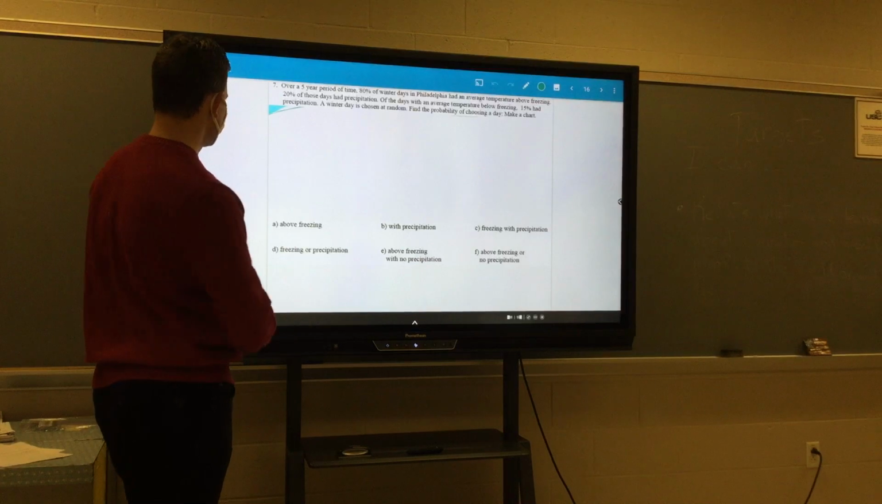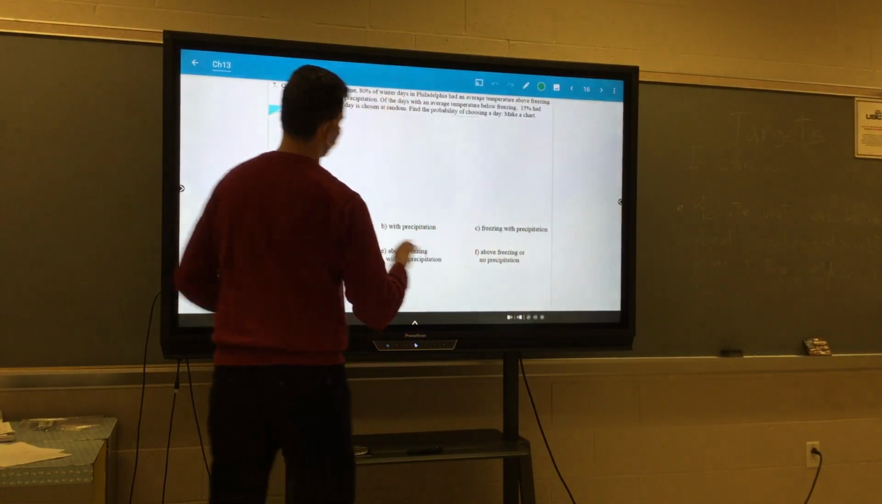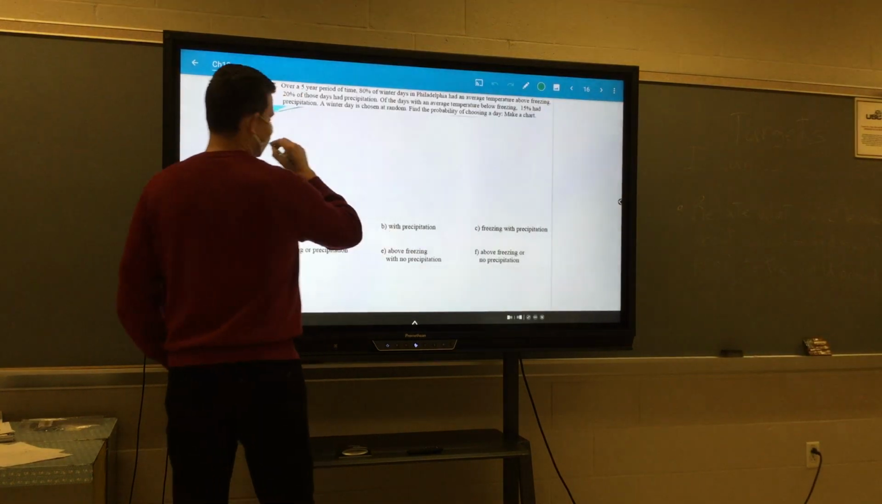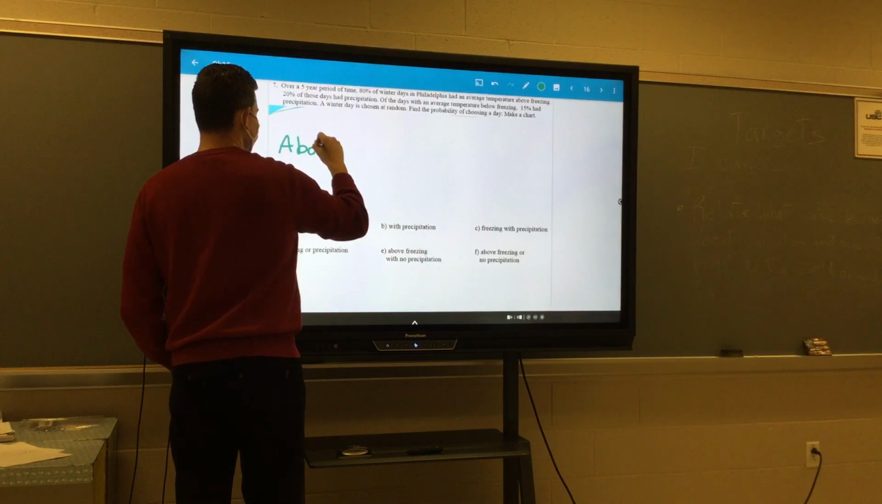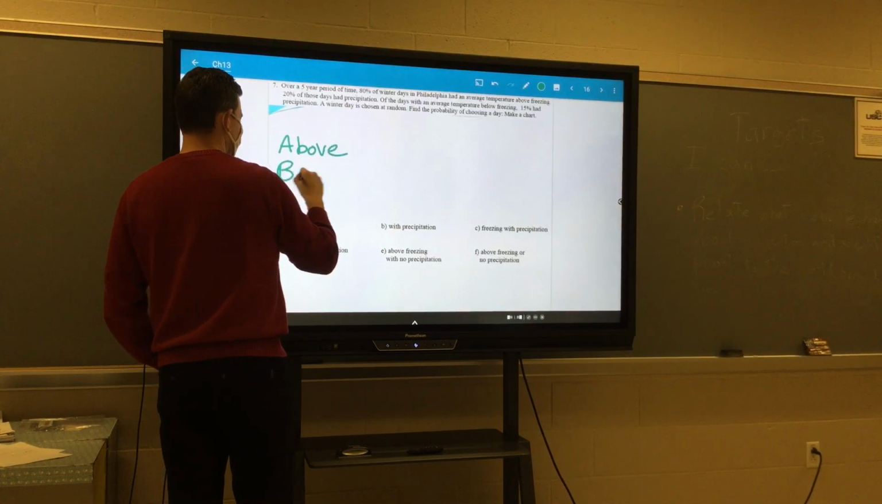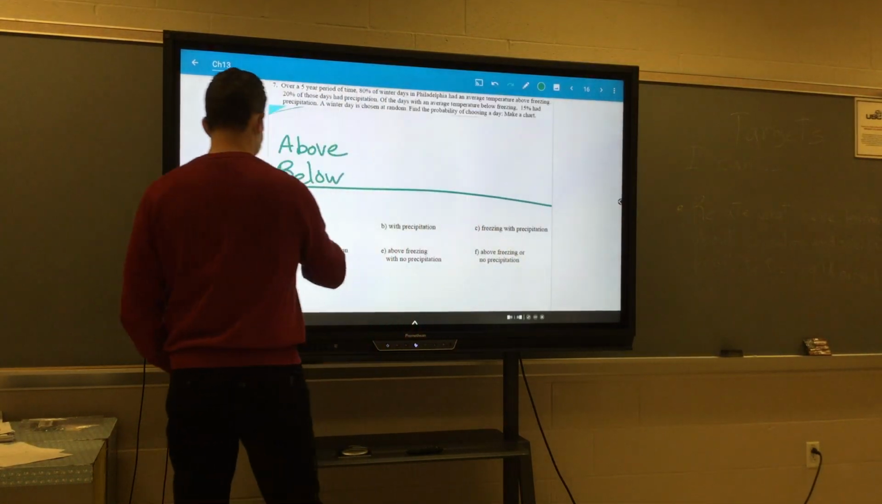Let's take a look at this here. Let's split this apart like we did with the cookie problem. We have winter days in Philadelphia. They are either above freezing or they are below freezing. And we have total days.